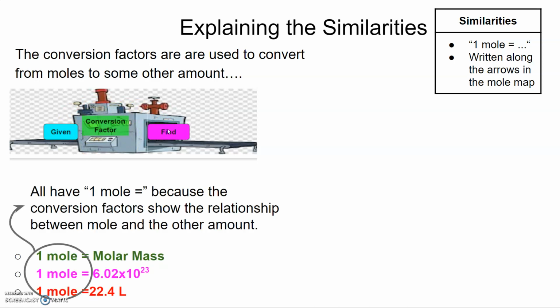So why do they all have 1 mole? Well, they all have 1 mole because if the conversion factor is converting from the given to the find, the conversion factors must show the relationship between the mole and the other amount you're trying to convert to and from. So they all have to be set equal to 1 mole, because if you know, for example, how much 1 mole of something weighs, then if you have a different number of moles, or if you have a particular weight, you can convert to and from the moles and mass.